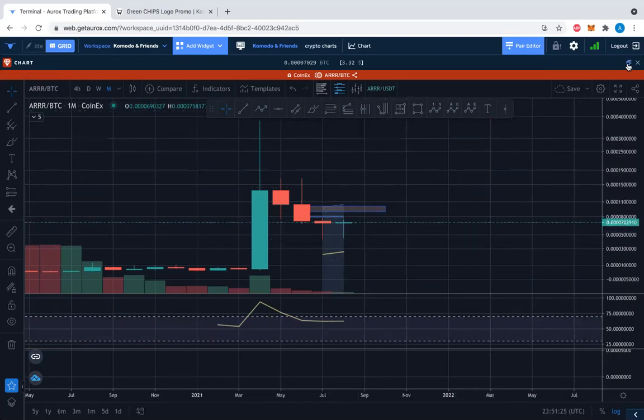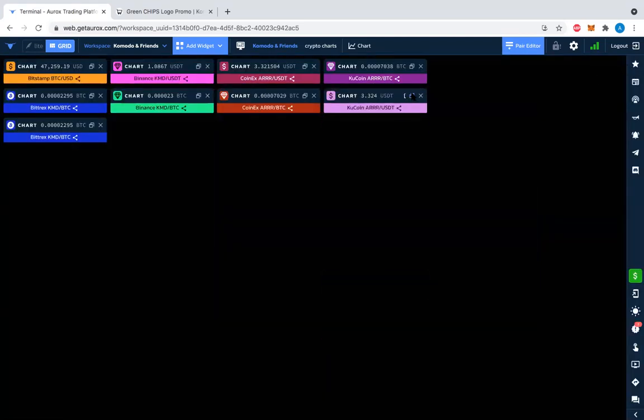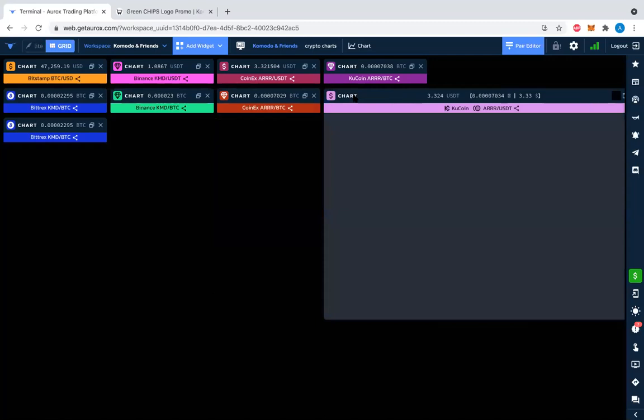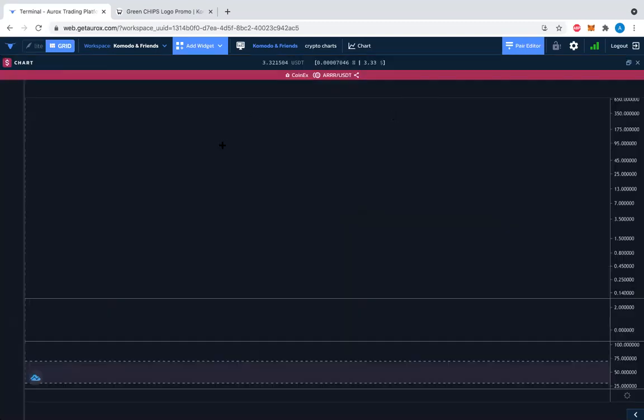All right. Okay, I'm going to check that monthly candle for the USDT price chart. Oops, no, we don't want that exchange. We want this one, CoinEx exchange. I'm using the getaurox terminal.